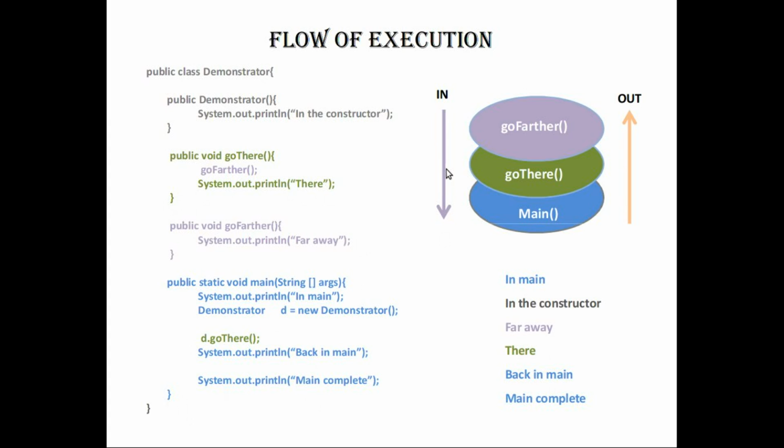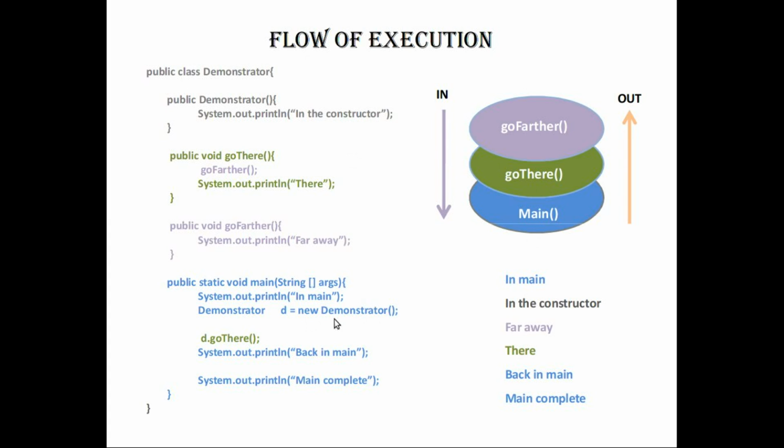Now let's try to look at that using this stack diagram that I have here. What happens? Our program started in main. So what goes on there? Main is in the stack. Main is the current method executing. It starts executing System.out.println in main. It calls the constructor and constructs an object in memory, and then down here it calls goThere. So goThere jumps into the stack.